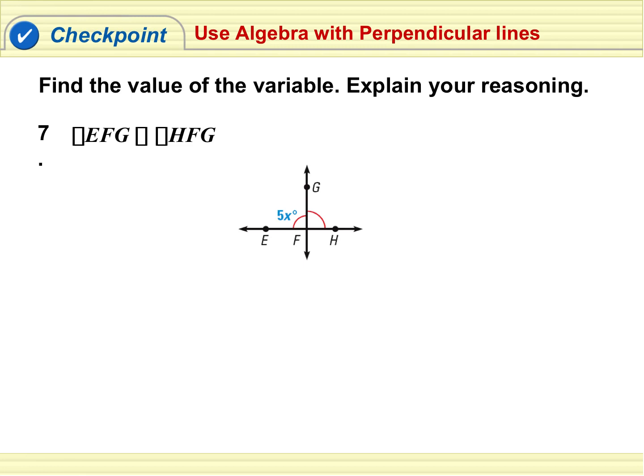We want to find the value of the variable, explaining our reasoning. It says that the two angles EFG and HFG are congruent to each other. What do those red little marks mean? We've talked about before. They're the same. Those little markings mean congruent. Okay, remember those little markings in there mean congruent.